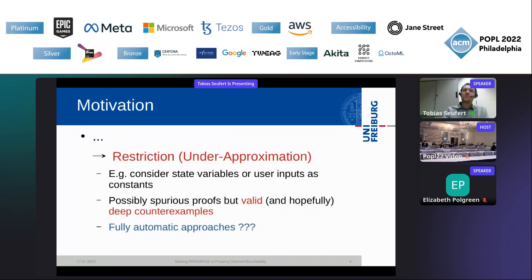Of course, in contrast to abstraction, there's also restriction, which is kind of the opposite, and builds an under-approximation in order to simplify a transition system. That could be achieved by, for instance, considering state variables or user inputs as constants, or anything else really, restricting them to specific valuations. By that, in contrast to abstraction, we would remove transitions from the original transition system. As a result, we would find valid counterexamples, but we could run into spurious proofs, of course.